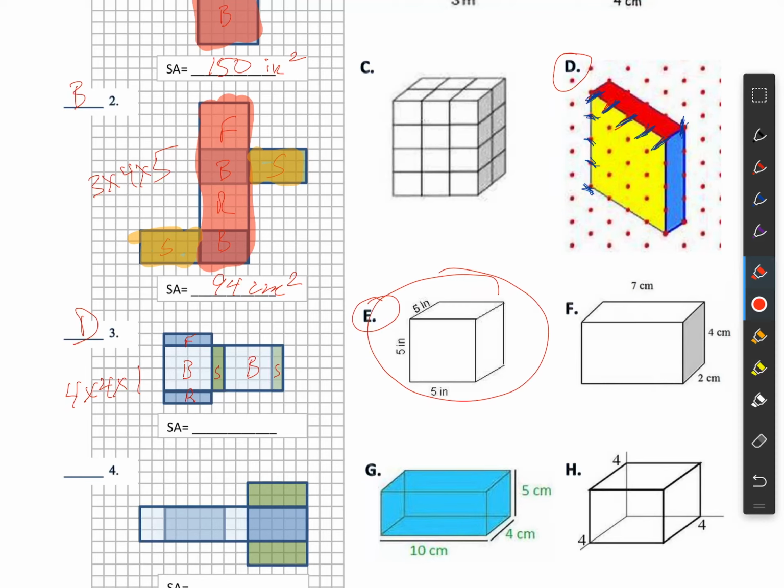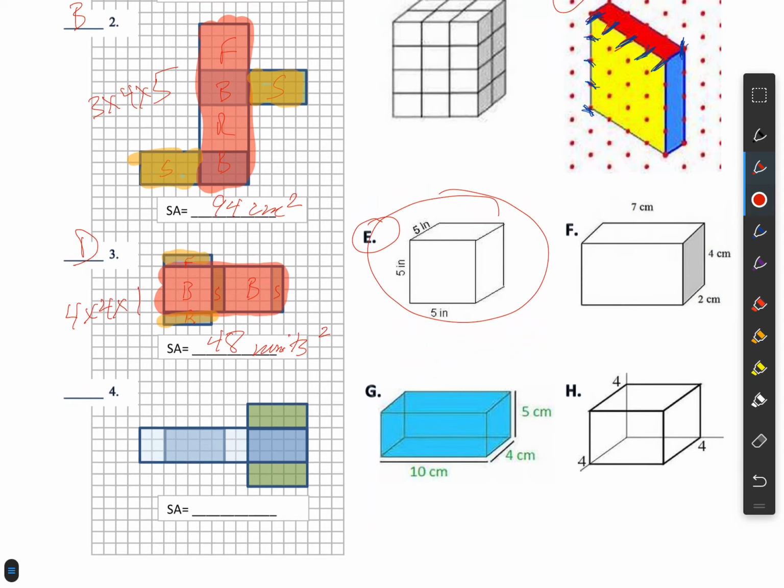Again, for surface area, nice big region here, and then 2 smaller regions. Again, we could have done it any other way, or just do the 6 individual sides and add those up, and we get 48. Now this one, we're not provided any units of measure, so we just say that's units squared. And then finally, number 4.